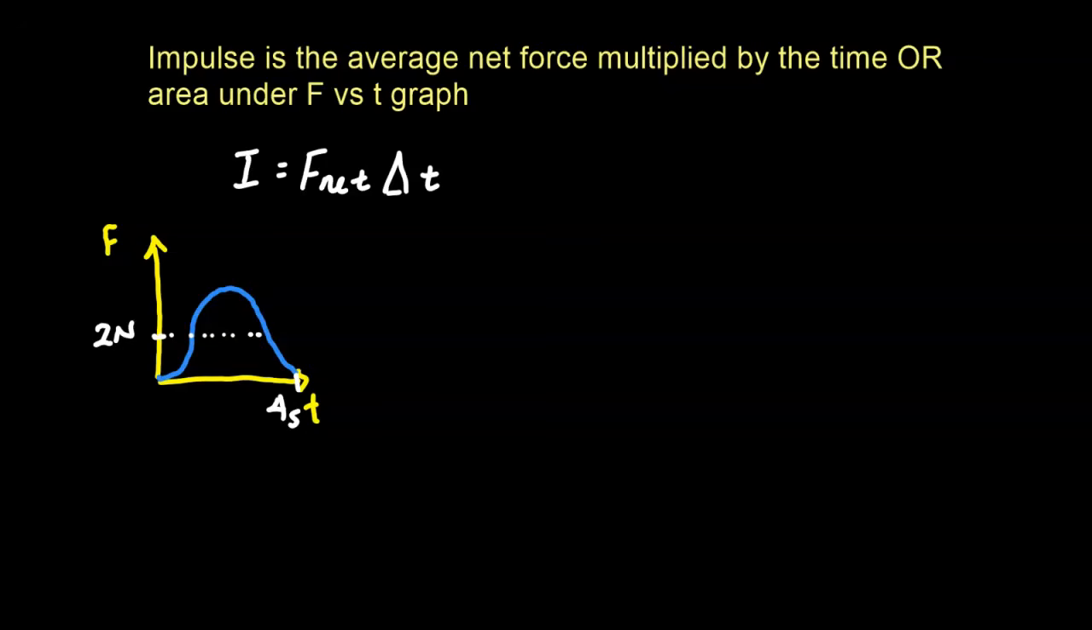If you're given a graph, we can use the area under the curve of the force-time graph to find the impulse. So in this graph, we can use the average net force. Even though it's got kind of a curve shape here, if you know the average net force, you can use the average net force times the time. So 2 times 4 here, and we get 8 newton seconds, and that would be the impulse. So if you're given the graph, remember you're looking for the area under the curve.